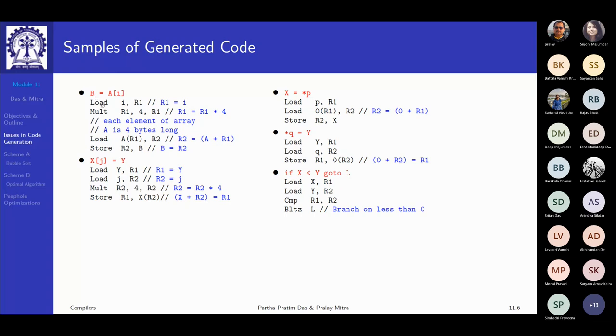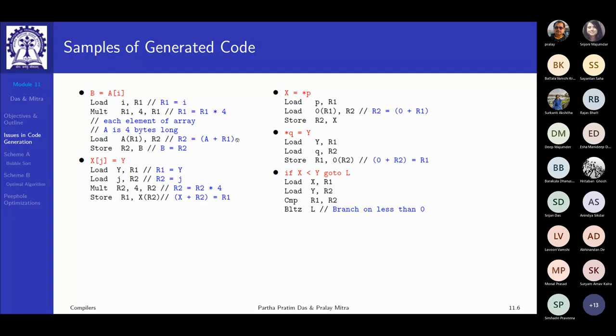So we first load I into a register, which is basically as if I is assigned to R1. Then we multiply it by the size of the element, which here I have assumed is 4. So R1 multiplied by R2 is again stored in R1, assuming that A is 4 bytes long. Then we load A(R1), which is offset from A by the amount computed in R1, which is the offset in number of bytes.